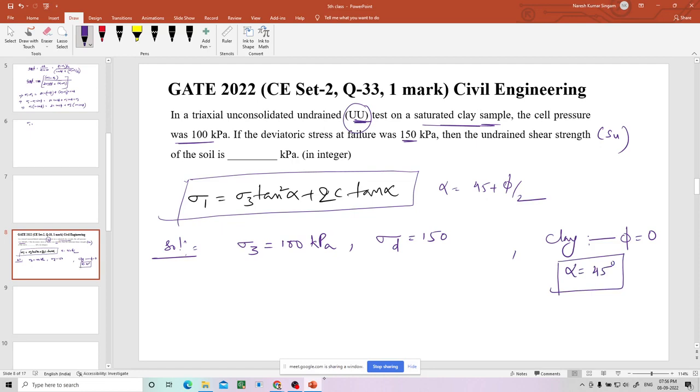Sir, clay soil means sea soil. Yeah, okay, clay is sea soil. Clay has only cohesion, that means the friction angle is 0, then alpha equals 45 degrees, right? Now we know sigma d.